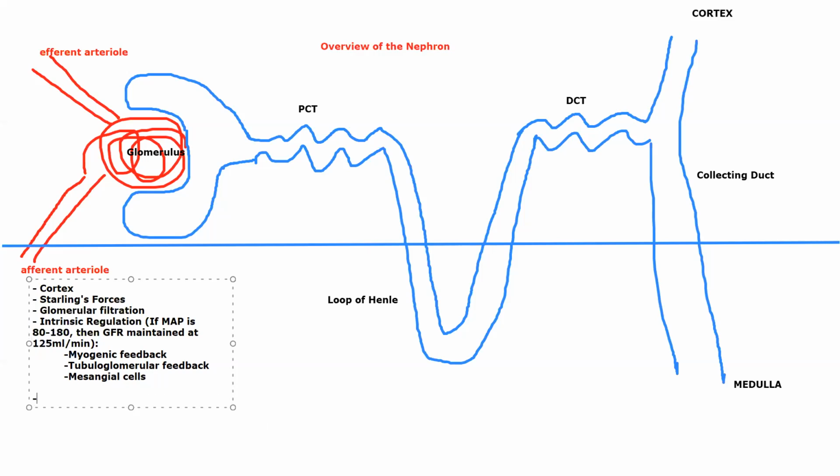The extrinsic mechanism we talked about as being the regulation that happens if mean arterial pressure goes outside of that window. So if mean arterial pressure goes below 80, so let's write that here. Mean arterial pressure is less than 80 or greater than 180, then GFR will either rise or fall appropriately, okay?